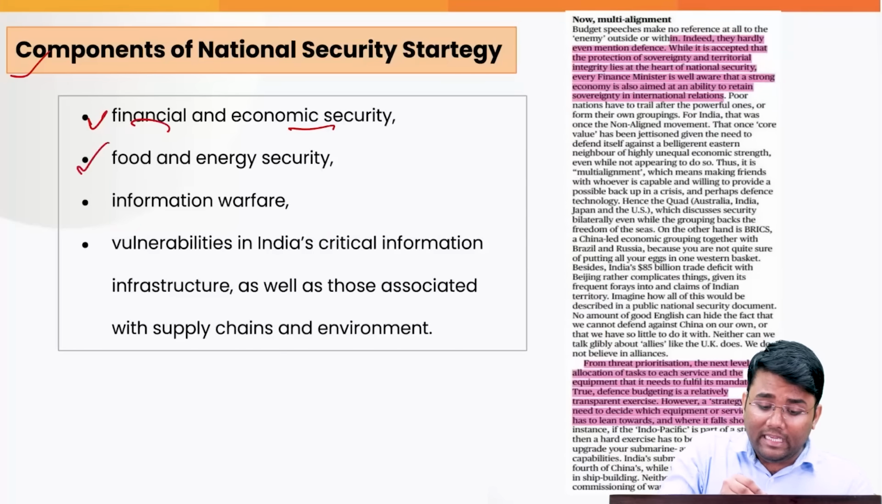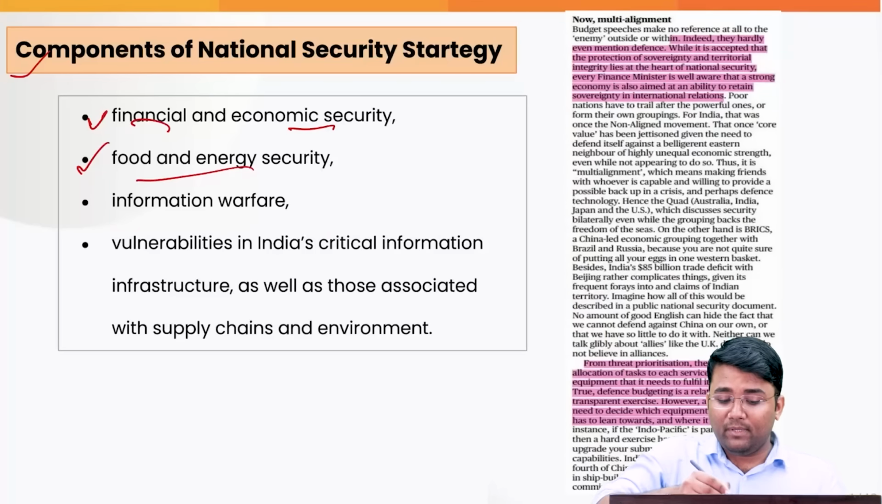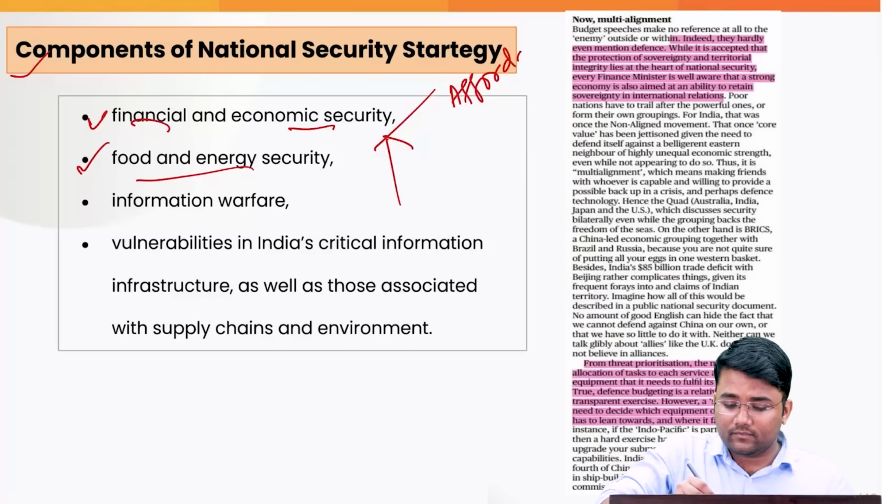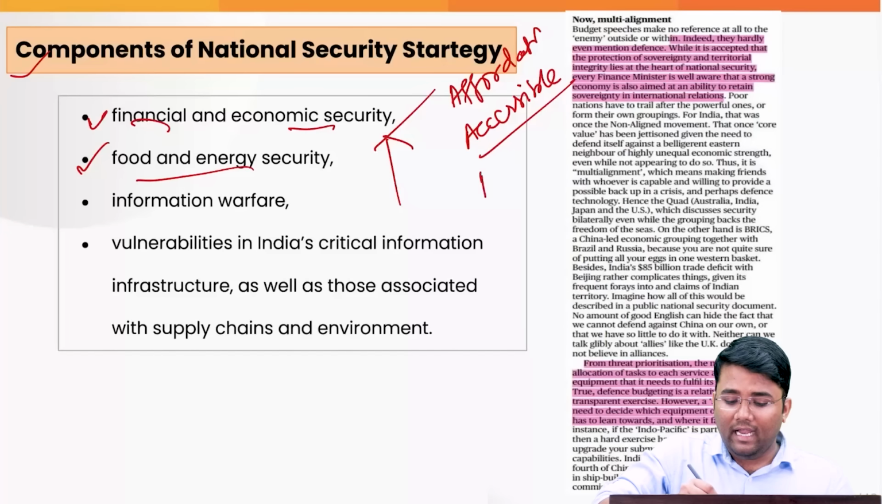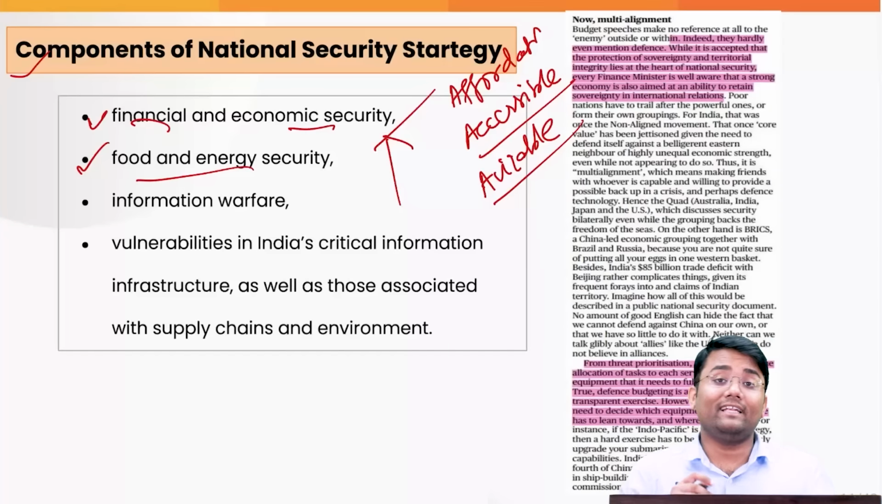Food and energy security means people are getting proper, affordable, accessible, and proper quantity of food. They are getting proper nutritious food, which ensures food security. Energy security means energy is available to everyone at an affordable cost.